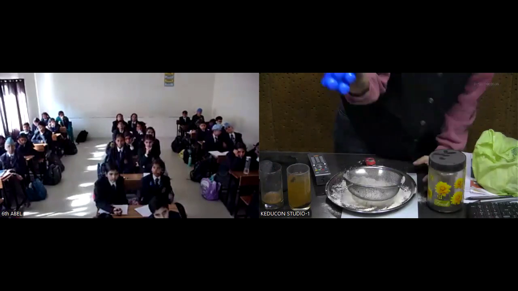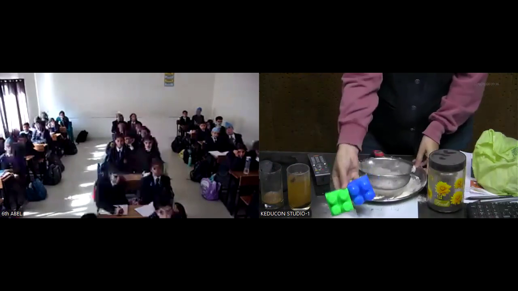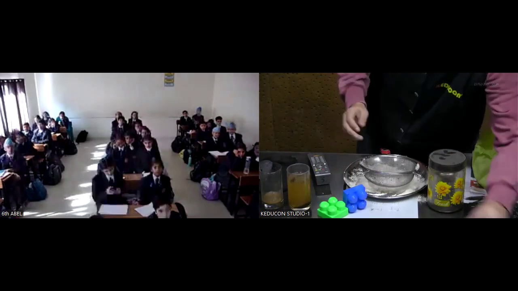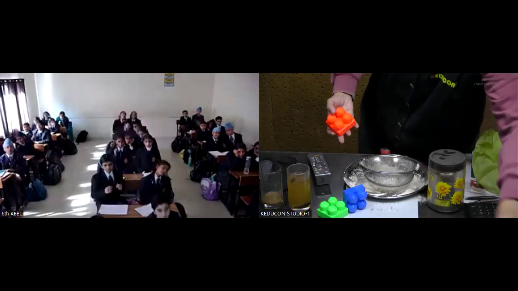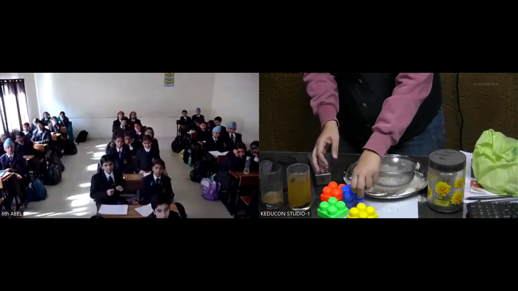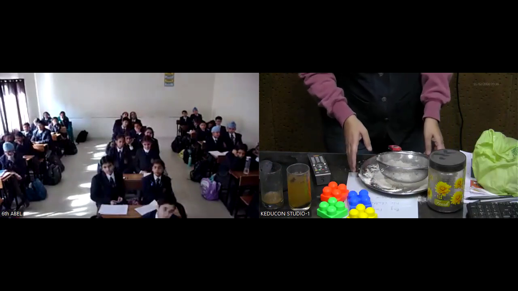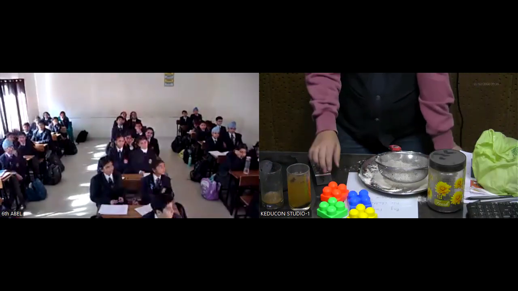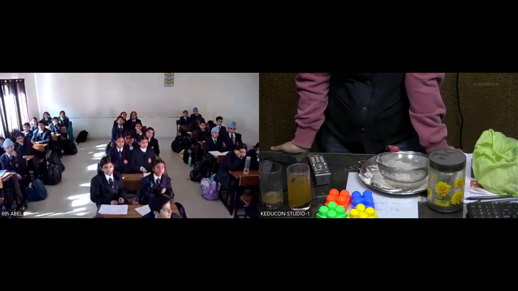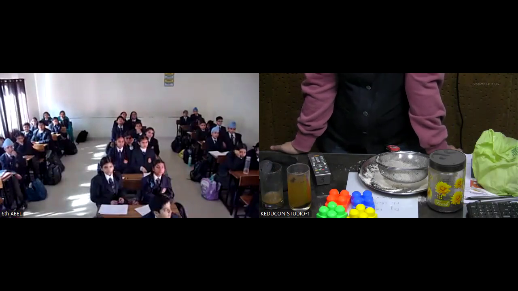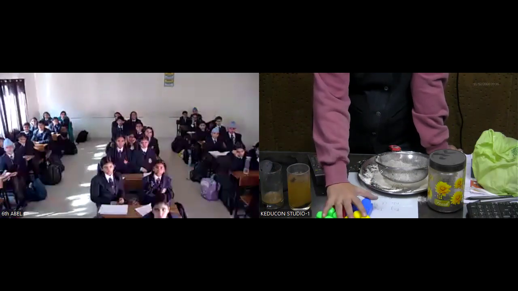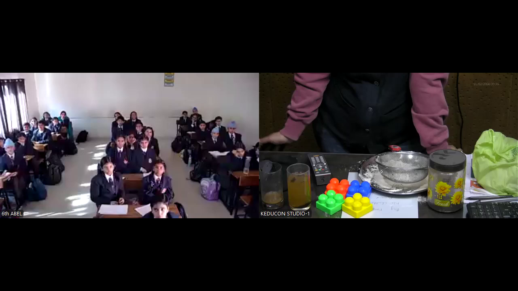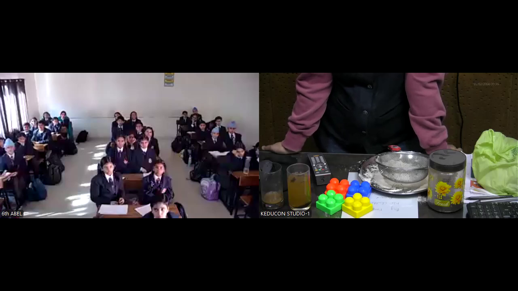I have these blocks. सबने blocks के साथ खेला हुआ है? You all have played with the blocks? Yes, सबने खेला हुआ है ना? Now here you can see मेरे पास different colors के blocks हैं. But I want only yellow and orange color. So which method shall I use here? कौन सा method use करूं? Which method of separation shall I use here?